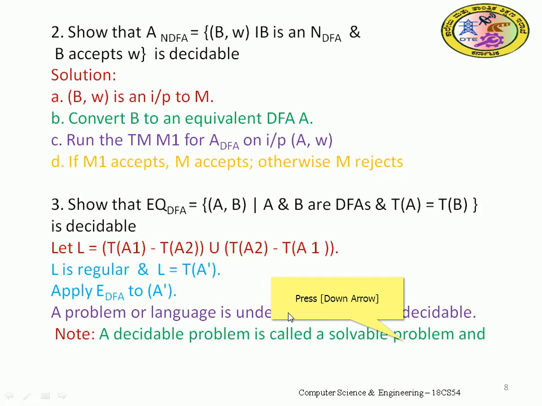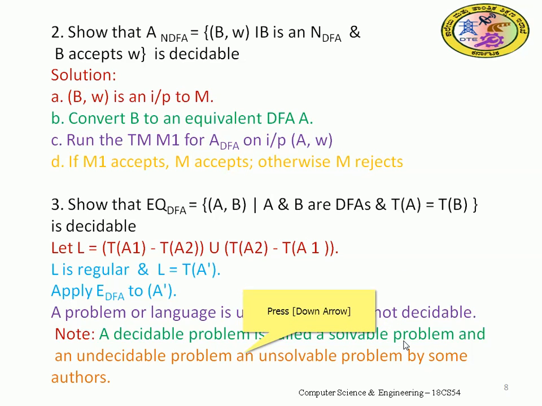So note, a decidable problem is called a solvable problem, and an undecidable problem is called an unsolvable problem by some authors. Some authors say undecidable or unsolvable, solvable or decidable.